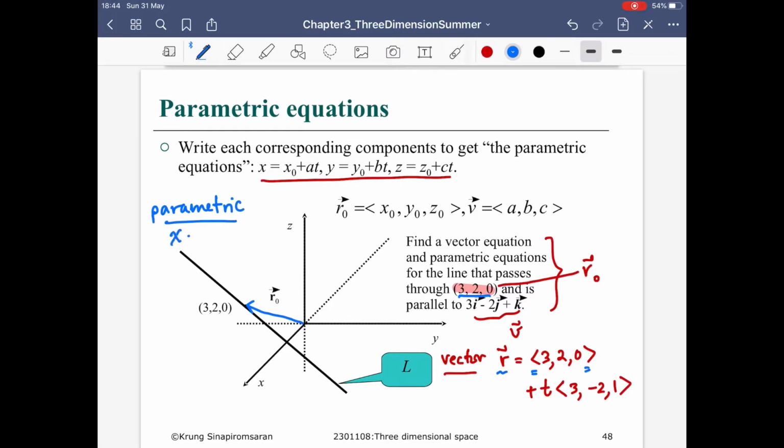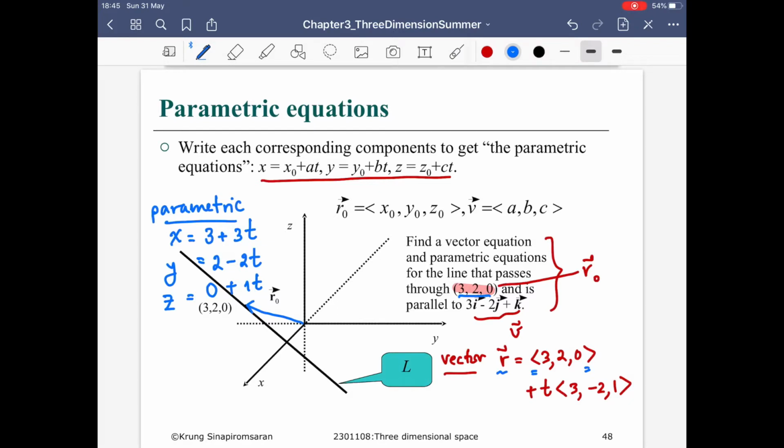You have x, which is the first component, equals the first component of the point that your line is passing through, plus the first component of the parallel vector multiplied by t. For the second component, we take the second component of the point, plus the second component of the parallel vector multiplied by t. And for the third component, you take the third component of the point that's passing through, and the third component of the vector that your line is parallel to. That will be it.